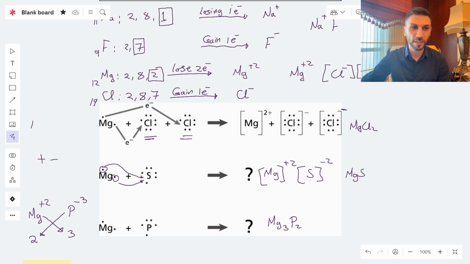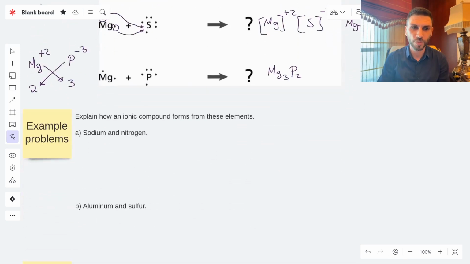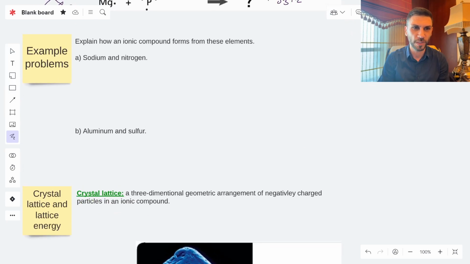So Mg here, I have Mg positive 2, and the Cl I have negative 1 only, because it will gain only 1 electron. So I'm going to write 2, 1. Mg will take 1 and Cl will take 2. So the compound is MgCl2. We will have some example problems to understand how we use this rule.